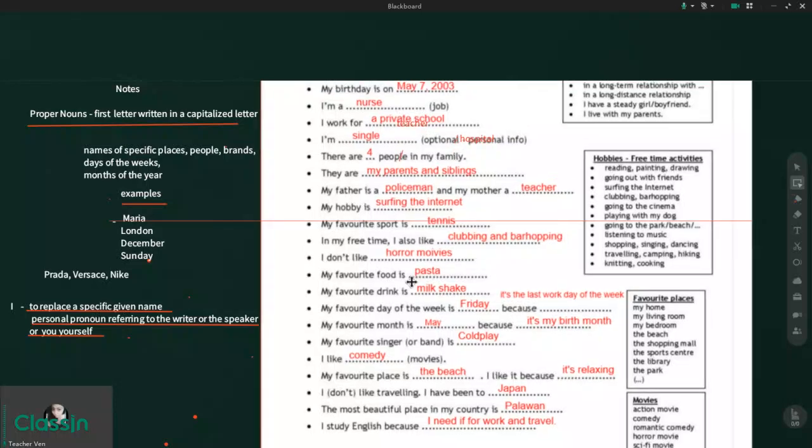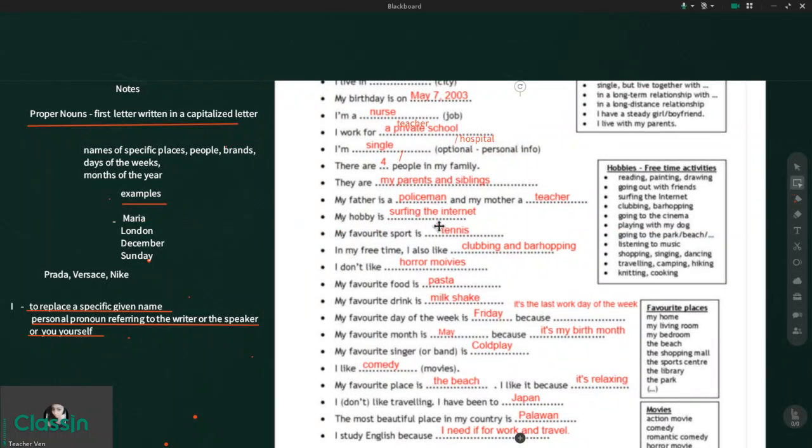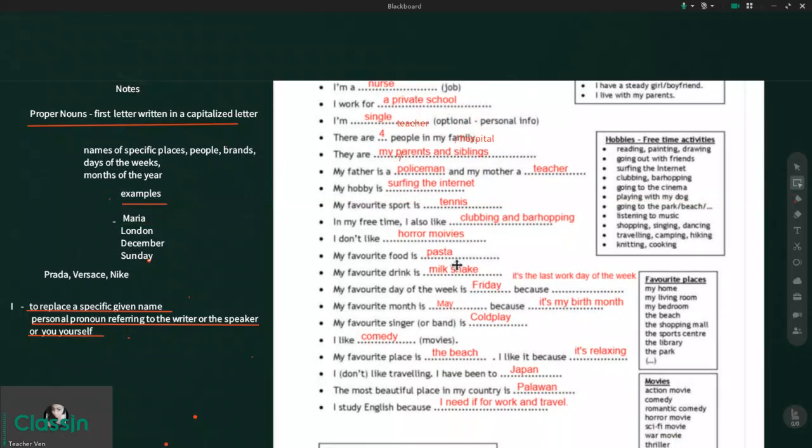Here, "My father is..." is about your parents' jobs. For example, here it's written, my father is a policeman and my mother is a teacher. These are common nouns, so you don't have to write them with a capital letter P or capital letter T. Just remember, the capitalized first letters are for proper nouns, but these are just common nouns. Moving on to our next item.